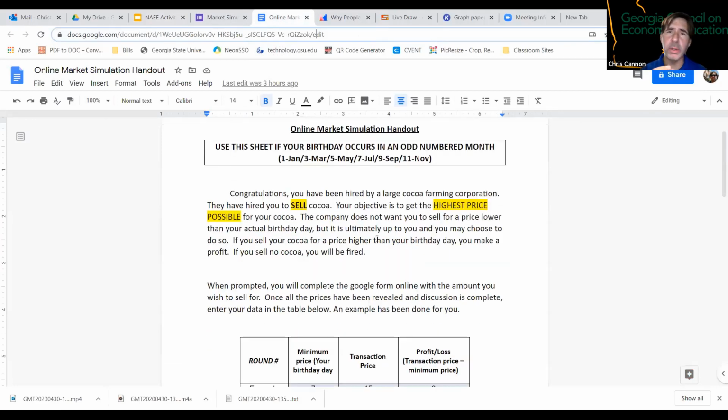So the way we're going to split the room up here, and I'm splitting you up now too, so pay attention to this. If you have an odd number month for your month of birth, so January, March, May, July, September, November, you are a seller, okay? And you're going to be a seller the whole time. You're never going to change. I'm never going to switch you. You're a seller for the next 15, 20 minutes, however long you're going to do the activity.